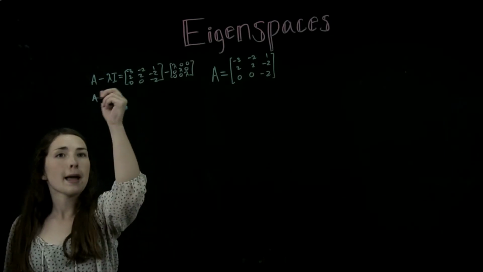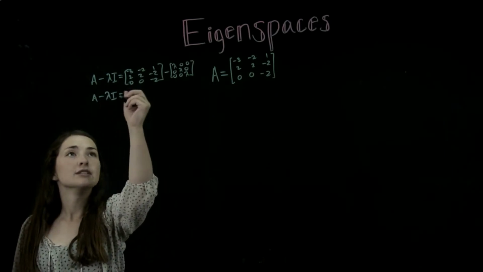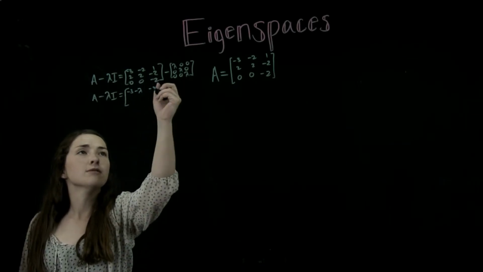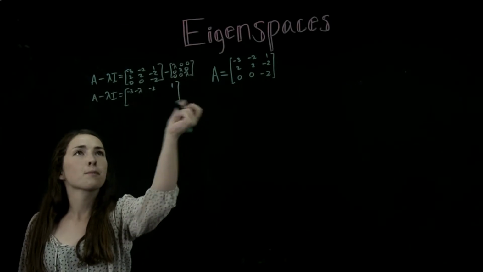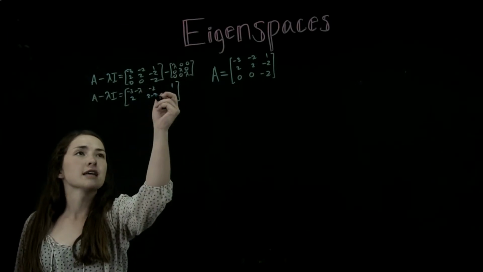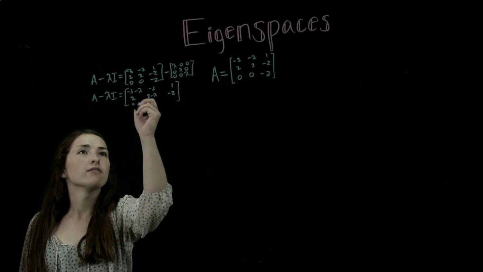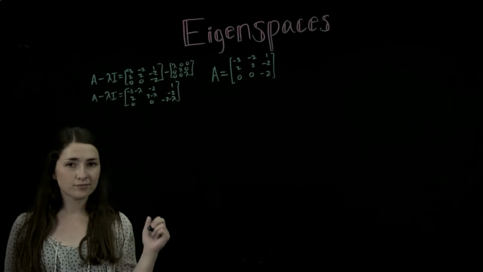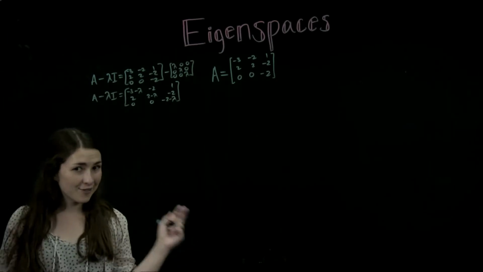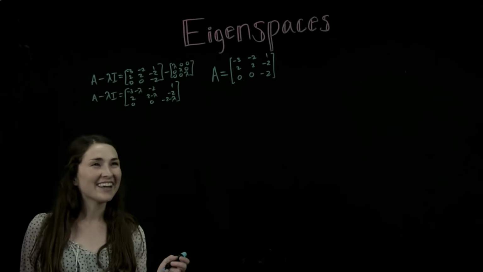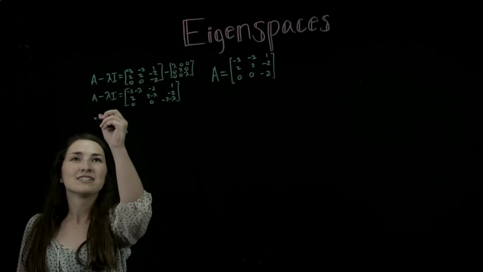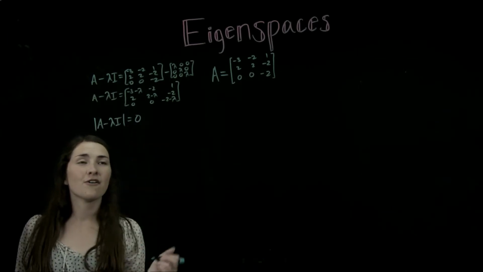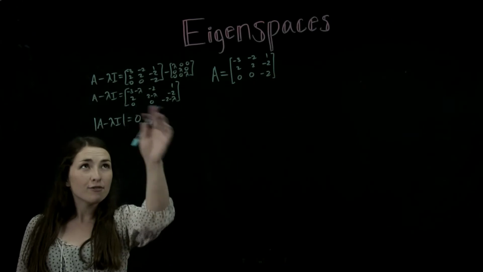So we know that A minus lambda I is going to be equal to negative 3 minus lambda, negative 2 minus 0, 1 minus 0, 2 minus 0, 2 minus lambda, negative 2 minus 0, and then 0 minus 0, 0 minus 0, and negative 2 minus lambda. Okay? And then we know we're going through the basic steps again of finding our eigenvalues and eigenvectors. So we'll take the determinant of A minus lambda I, set that equal to 0. So what is the determinant of this matrix?